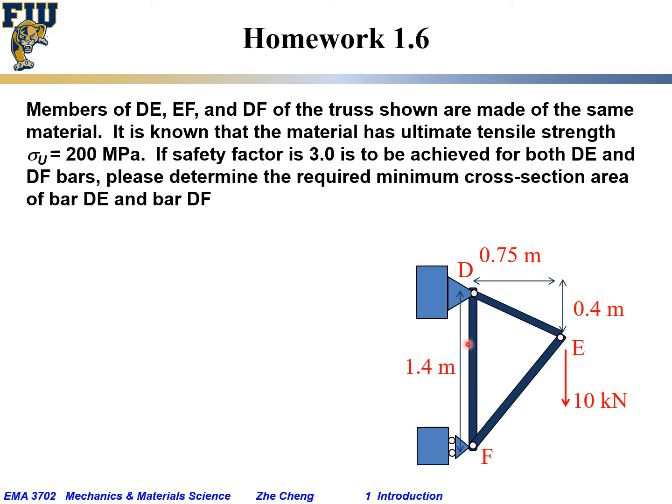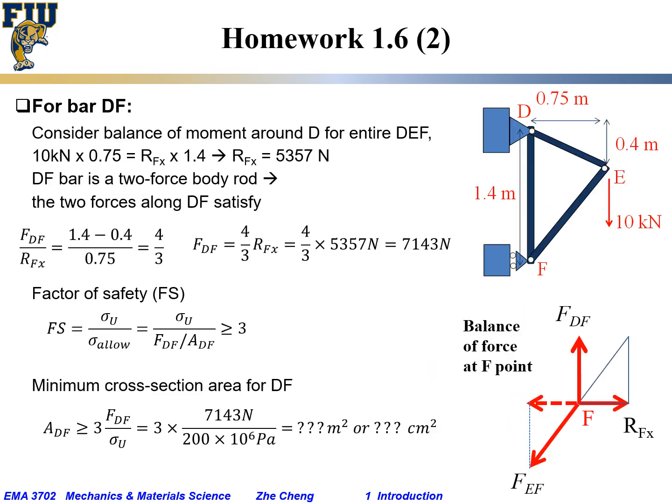So how do we solve this problem? What do we want? We want the minimum cross-section area. So let's solve the problem part by part. This is our schematic: DE, EF, DF, and truss. Hinge connection at D and a roller at F. Okay, let's first consider bar DF. For bar DF, what would be the cross-section area requested for bar DF?